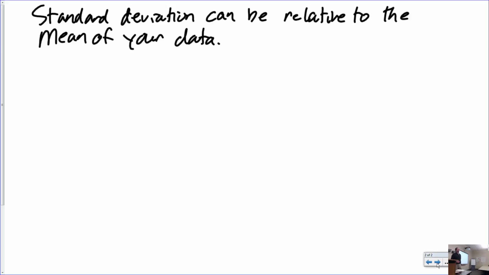What does that sentence mean? Standard deviation can be relative to the mean of your data. So as the mean of your data changes, so does the standard deviation? Yeah. Basically, as your means get higher, your standard deviations can look higher just because your numbers are getting bigger, okay? So what we need to do is sometimes normalize for the mean.